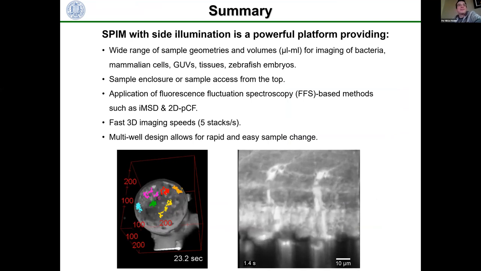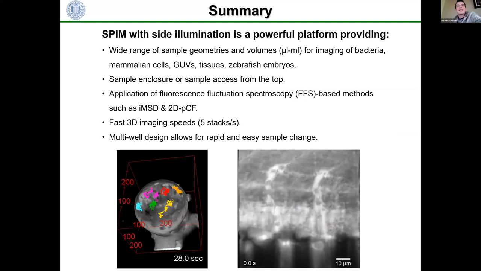So to summarize, the light sheet microscopy in general is very nice because it can accept a wide range of sample geometries, as you have seen, from single cells to organisms such as zebrafish, tissues. You can image all these. You can apply fluorescence fluctuation-based methods such as IMSD or the 2D pair correlation function. You can get 3D data sets in a very rapid manner. And also, of course, you can have multiple channels, as you have seen with the polarization imaging, for example.